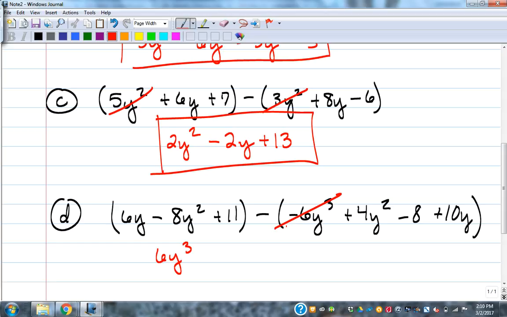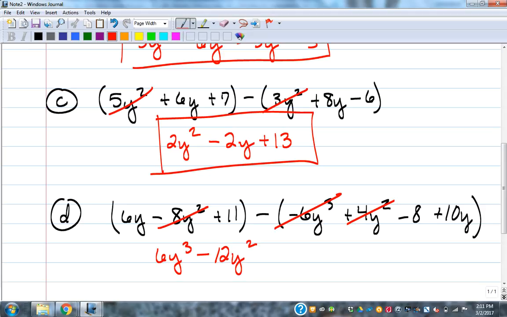That guy's done now. Then we can start doing our like terms because now we've got matching pieces. So I go next to the squared. So negative 8 minus positive 4 would be negative 12y squared. So those are done. And you don't have to mark them out when you get done with it. I just do that because it can help you not look at things that you're done with. What's next?